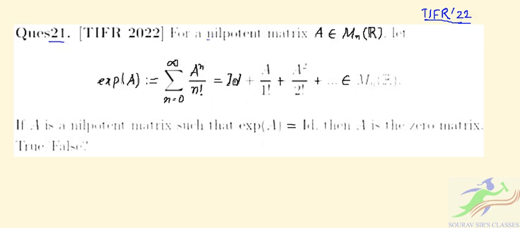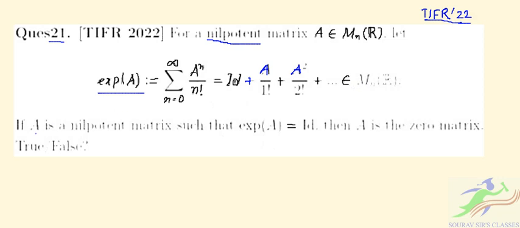For a nilpotent matrix A belonging to M_n(R), the exponential of A is given as the summation from n equals 0 to infinity of A to the power n by n factorial, which is equal to the identity plus A by 1 factorial, then A squared by 2 factorial, plus up to A to the power m by m factorial, where m belongs to R.